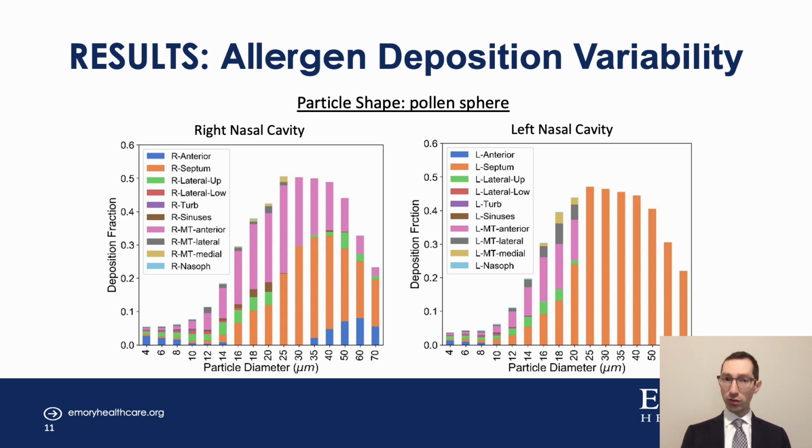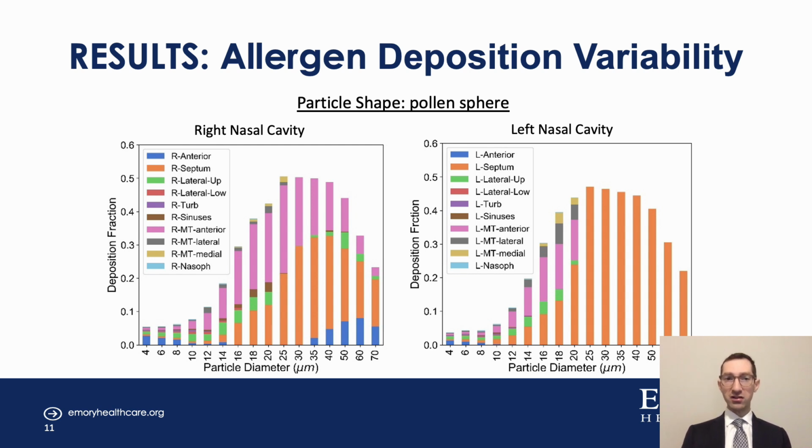Here are part of the results, and we're comparing the right versus the left nasal cavity and the particle deposition on each side. On the x-axis is the particle diameter increasing from left to right, and on the y-axis is the deposition fraction of particles. And each color corresponds to a different subsite within the nasal cavity. What I want to highlight is the differences between the right and the left side.